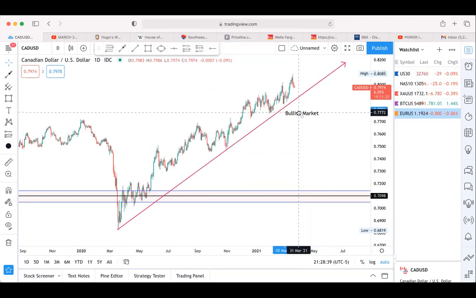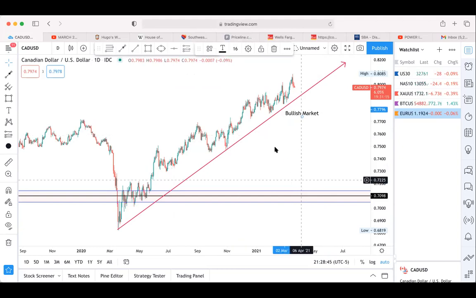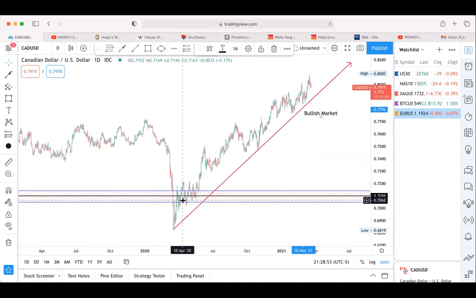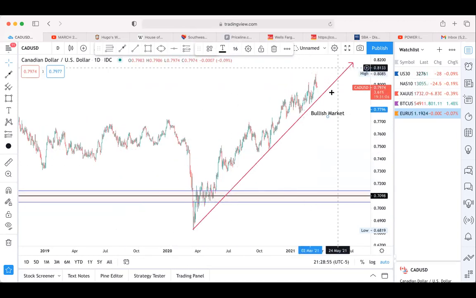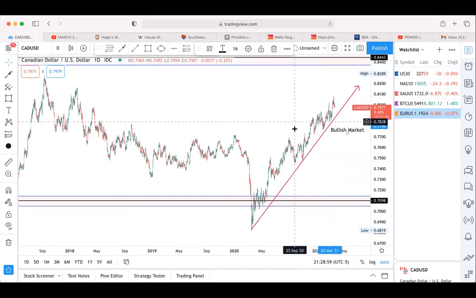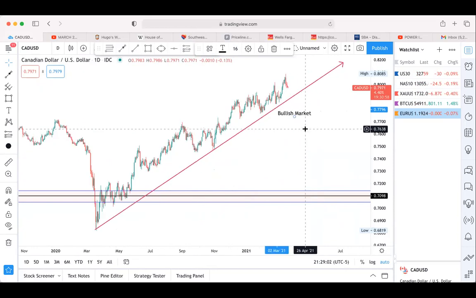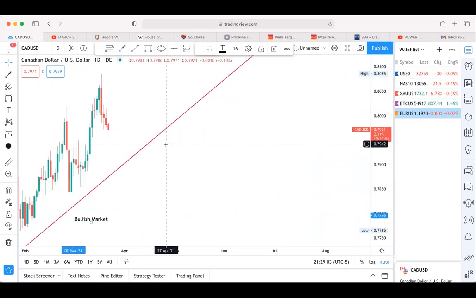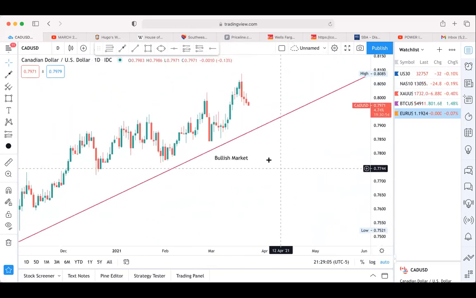This is a bullish market. So price is going from here all the way up. And it's going to probably get here. Now, what I want to do, I'm going to look for a good reversal like this now.